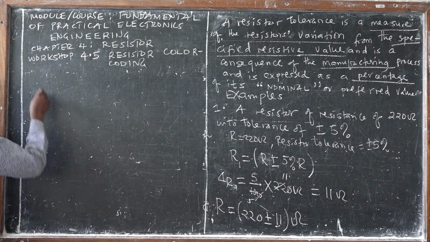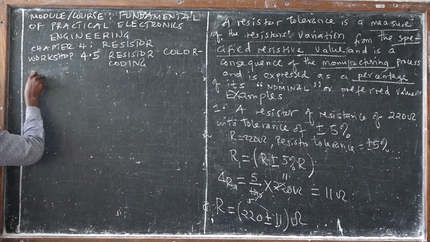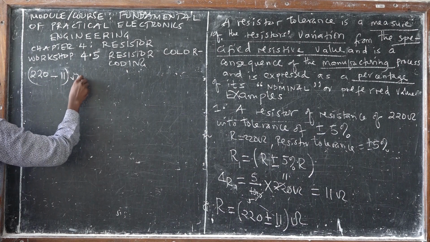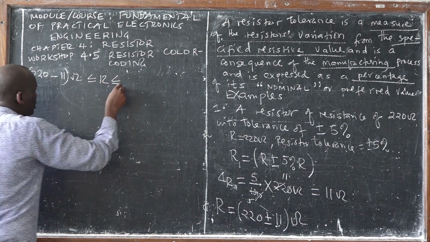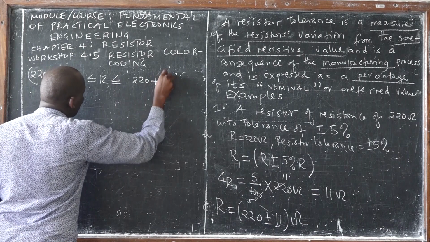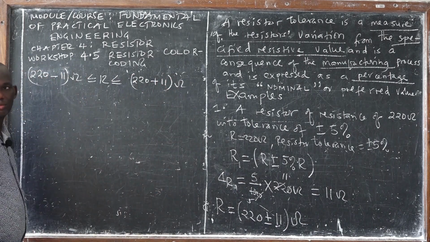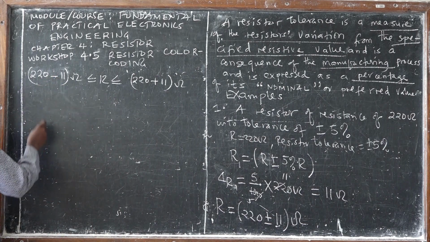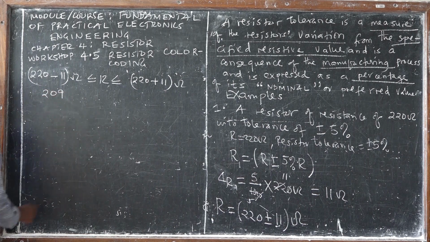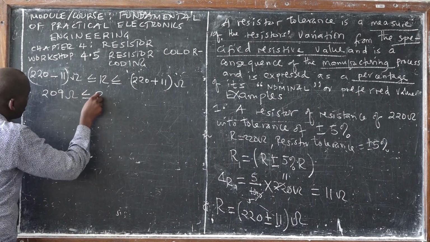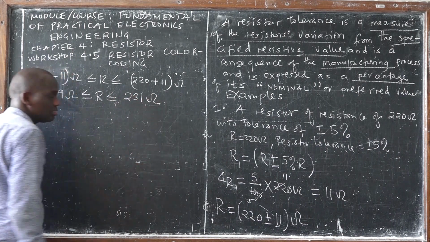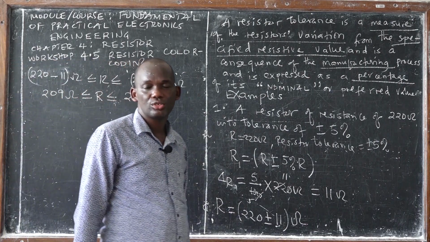So this value we may also write in terms of inequality. We can write that this is equal to 220 minus 11 ohm less than or equal to R less than or equal to 220 plus 11 ohm. Are we together? So the range of this resistor will be what? 220 minus 11, Fatuma? 209. Right? Then less than or equal to resistor R, then less than or equal to what? 231. So listen.